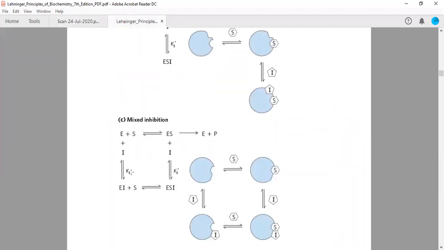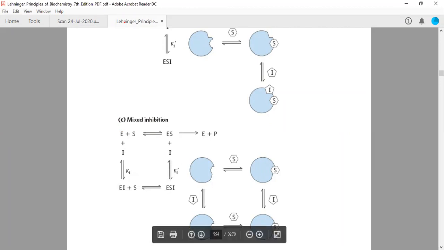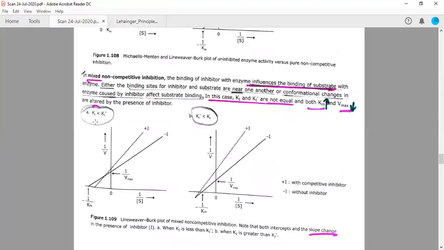Ki is the rate constant when free enzyme is binding with the inhibitor, whereas Ki dash is the rate constant when the enzyme substrate complex is binding with the inhibitor. So both are not equal. See here again. If this Ki is when inhibitor is binding with the free enzyme, so this Ki is less than Ki dash.